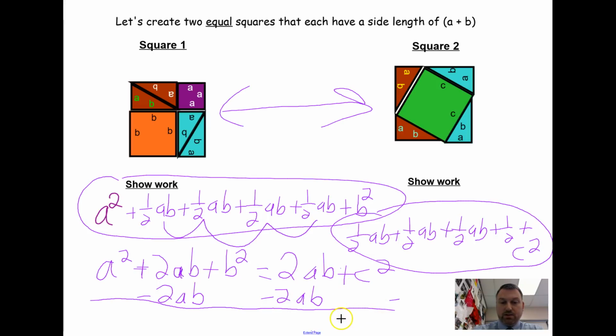Okay. So those cancel, and look what you're left with. A squared. Now it's going to come up. A squared plus B squared. Okay, that's really messy, but there we go. A squared plus B squared equals C squared. So we just proved it.